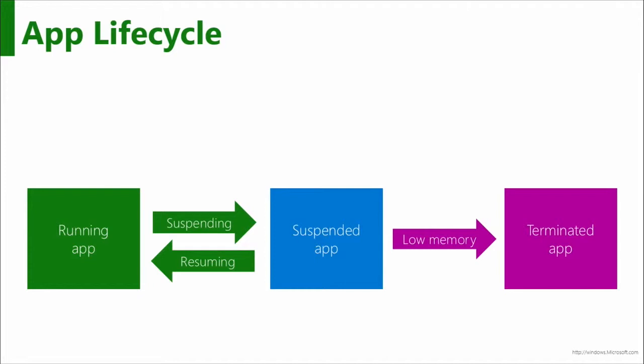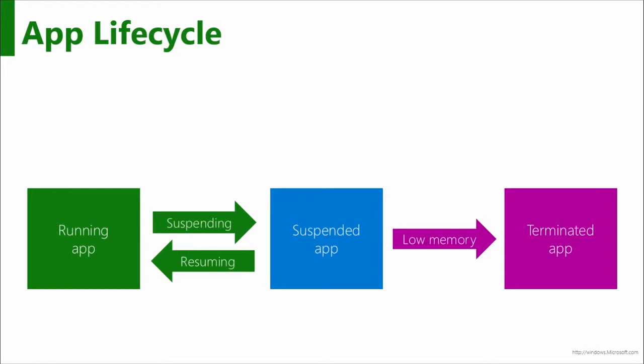An app really has 3 discrete states that it can be in. When the user launches your app and it's in the green box there, it's running away and the user is interacting with it, and life is good. It's got the full use of the PC, the machine's resources.